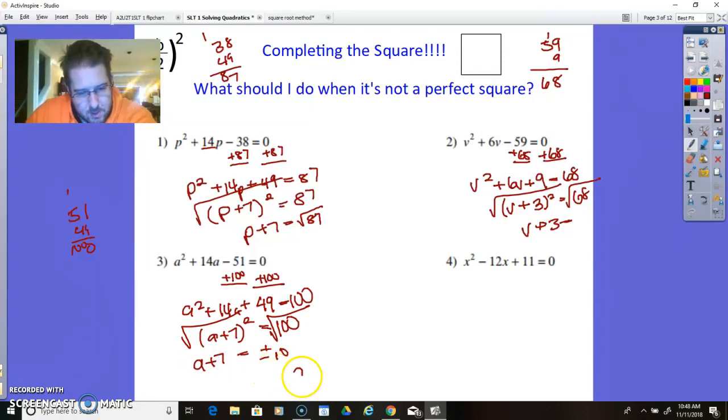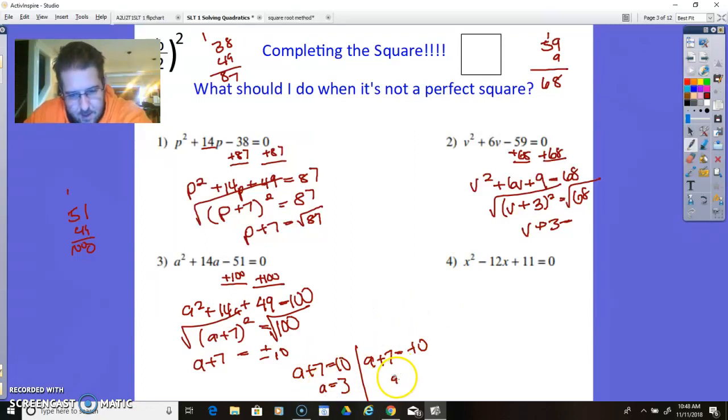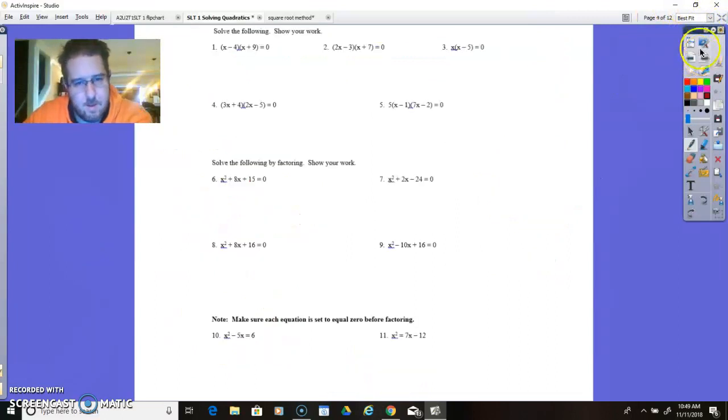So now we can solve it twice. We can do a plus 7 equals 10, and a plus 7 equals negative 10. Solve it twice. This time, this answer is going to be 3. When you subtract 7 here, you get negative 17. Two answers. Perfect. Worked out perfectly on that one.